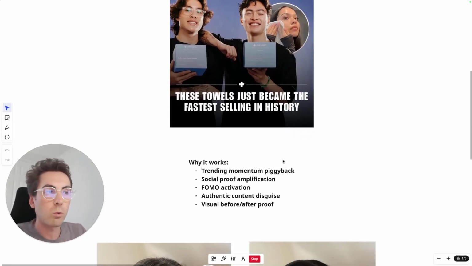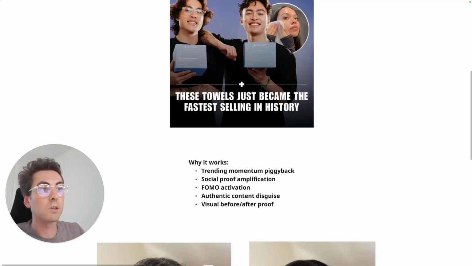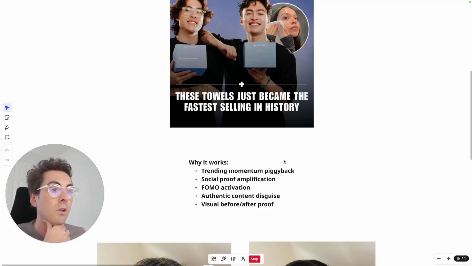Now, here's why this ad works. Well, it used trending momentum. There's social proof, right? So fastest selling in history, it basically activates the FOMO for consumers like, oh, wait, why are these towels selling so well? I need to buy this because other people are buying it. You have to remember, people are sheep, right? They want to follow the herd. Specifically, I hate to say it, but women like to buy stuff that is trending and that other people are buying. So that is what they're trying to do here in this creative.